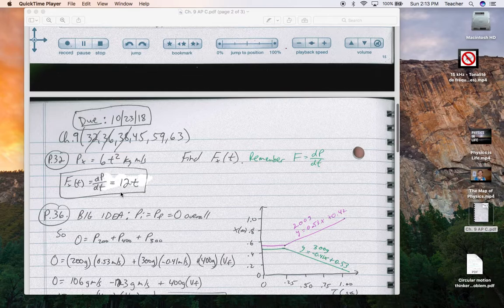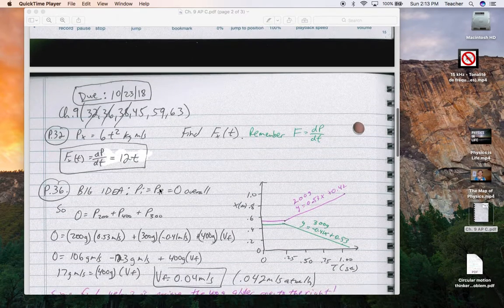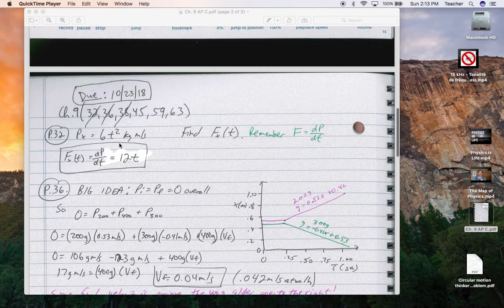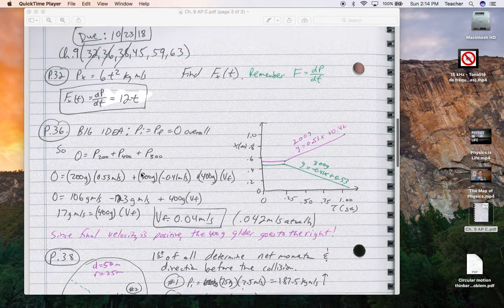P32 is a problem where I wanted to show clearly that the change in momentum with respect to time is equal to force. That's a sneaky concept that might come back on an AP exam. It's easy to forget. So if the momentum was 6t squared kilogram meters per second, that implies that the force is going to be 12t.